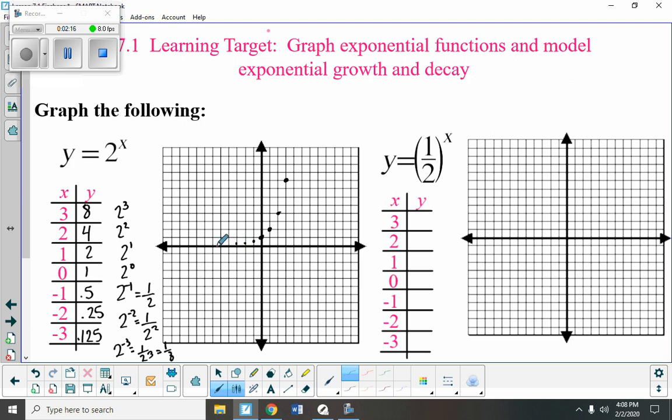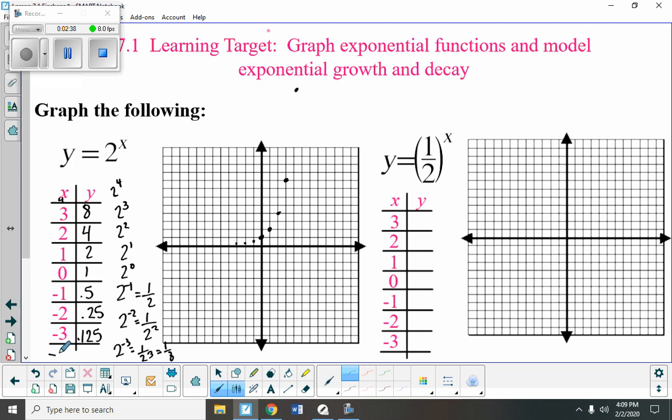Now, let's look at some other values here. Like if we substituted in a 4 for the x, 2 to the 4th power is 16. So if we go over 4, we're all the way up to 16. So it gets large very fast.